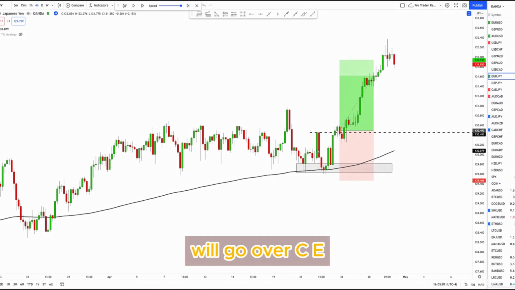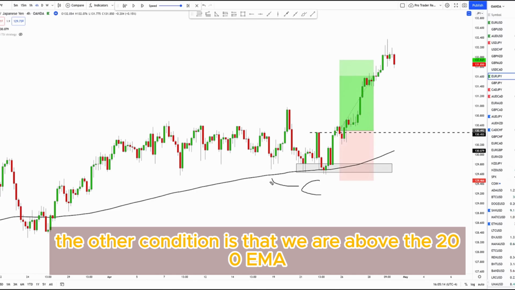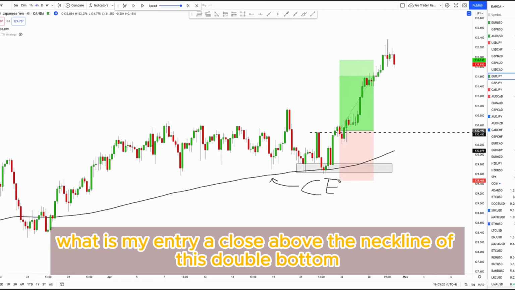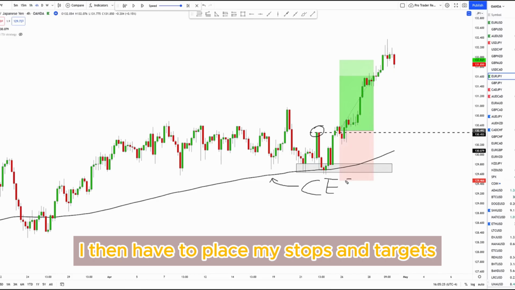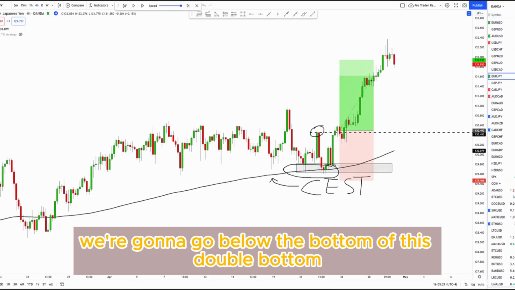We'll go over CEST. We have conditions, which are the conditions for our pattern itself. The other condition is that we are above the 200 EMA. If those two conditions are met, then I can look for my entry. What is my entry? A close above the neckline of this double bottom. I then have to place my stops and targets, and as we said, the stops are going to go below the bottom of this double bottom.